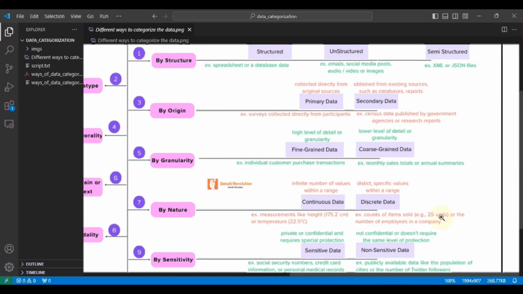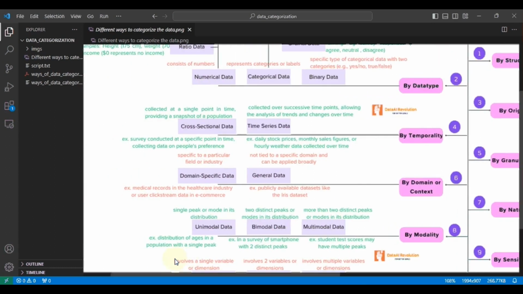And if we talk about coarse-grained data, then monthly sales figures. Here we are not going to cover daily sales figures, it's monthly. So there is granularity, but it's at a lower level. Annual summaries are again lower compared to monthly, and so on. So these are the two types using which we can divide data with respect to granularity.